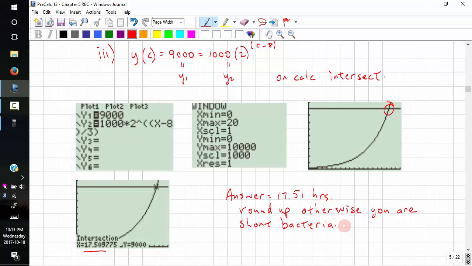Because whoever heard of tall bacteria? Okay, that was a bad joke.